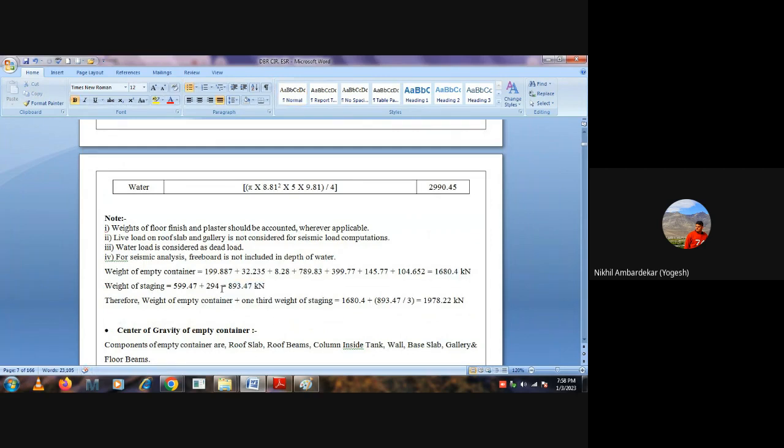So that is 893.47. IS code suggests the weight of the empty container plus 1/3 weight of the staging that we need to consider for the seismic weight calculation. That's why what I did, I have calculated the weight of the empty container, that is 1680.4, plus 1/3, meaning I have divided the weight of the staging by 3. So this will be my total weight of the empty container. This is given by IS code.